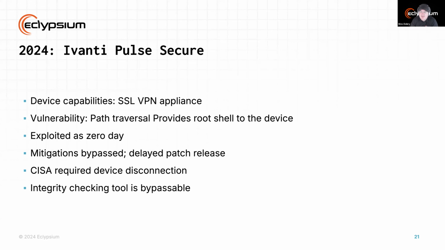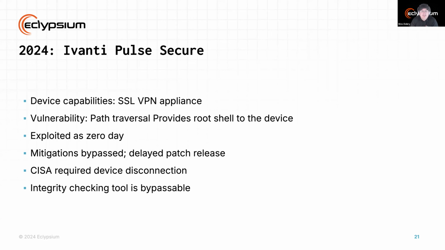So this actually was so significant that CISA told the U.S. government where they had these to immediately disconnect the devices and stop using them. This also meant that as soon as they did disconnect these devices, the U.S. government had to go find alternative solutions for what they could do relating to SSL VPNs.